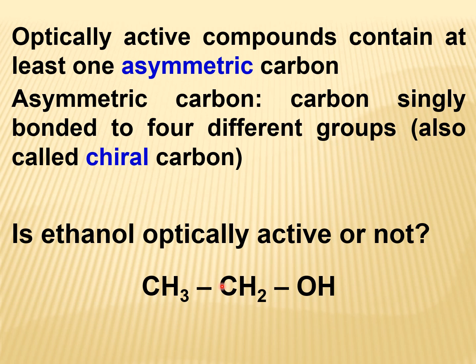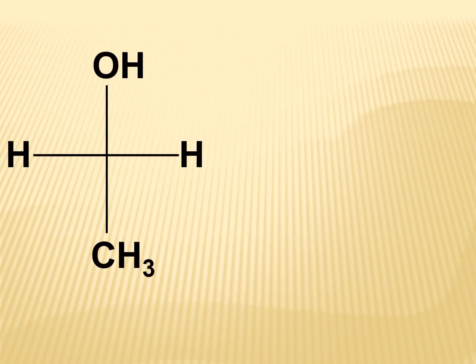Another way is to draw the structure. In this case we can use the Fischer projection formula. If you draw the Fischer projection for ethanol, you will get something like this. This is the central carbon, these are the 2 hydrogens, one OH, and one CH3. This is the Fischer projection for ethanol, and we check whether its mirror image is superimposable or not. So this is the mirror image.